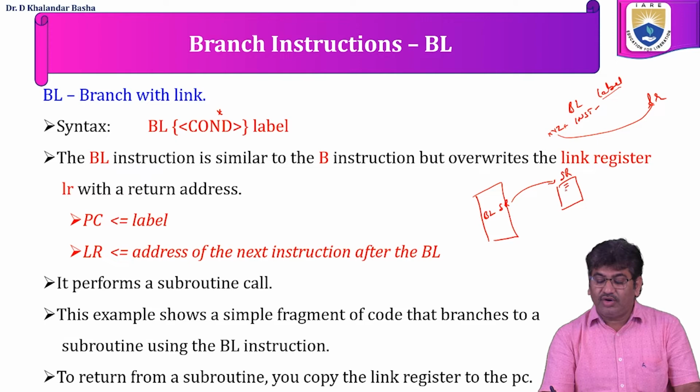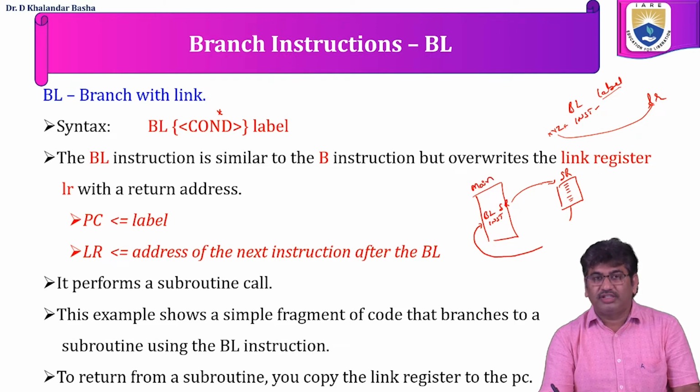In the subroutine, whatever the instructions are there, they will be executed. It is like a subprogram kind of thing. After executing the subprogram or subroutine, the control has to be transferred to the instruction which follows the BL instruction. So when control is transferring from the main program to the subroutine, whatever the address is there, here I'll take the address as MNO, this will be loaded into the LR register.